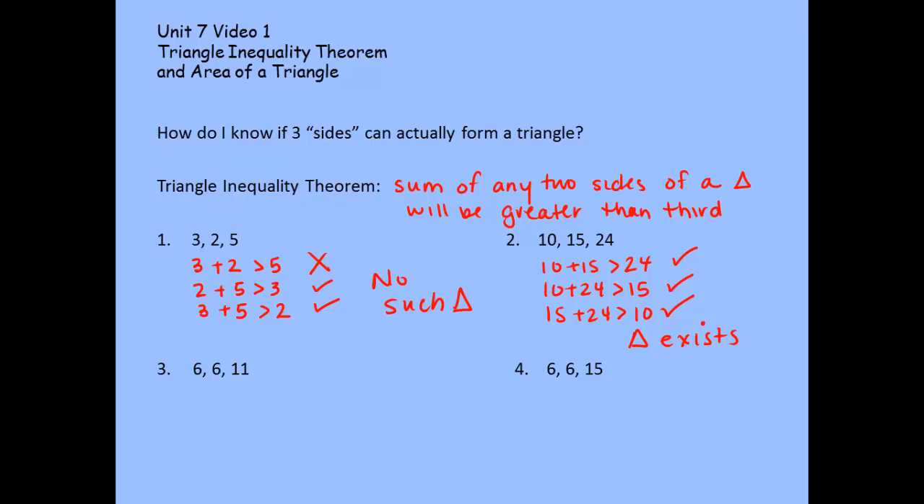Take a look at numbers 3 and 4 on your own and determine whether or not these triangles exist. If the triangle does not exist, write no such triangle. If it does, write that the triangle exists. Your work is shown by these inequalities.